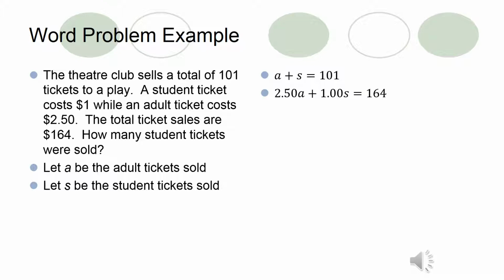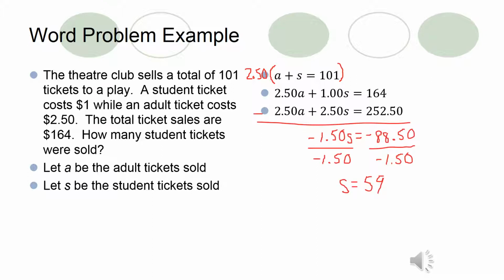Now I'm going to multiply the top equation by 2.50. That gives me this new equation of 2.50A plus 2.50S equals 252.50. And then I'm going to subtract the equations and then solve for S. And I get S equal to 59. I don't need to go any further because it's asking me for the number of student tickets. So therefore, there were 59 student tickets that were sold.